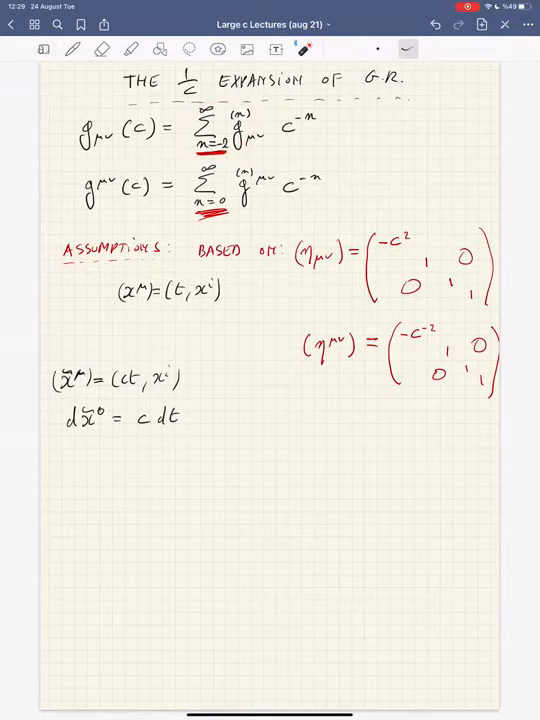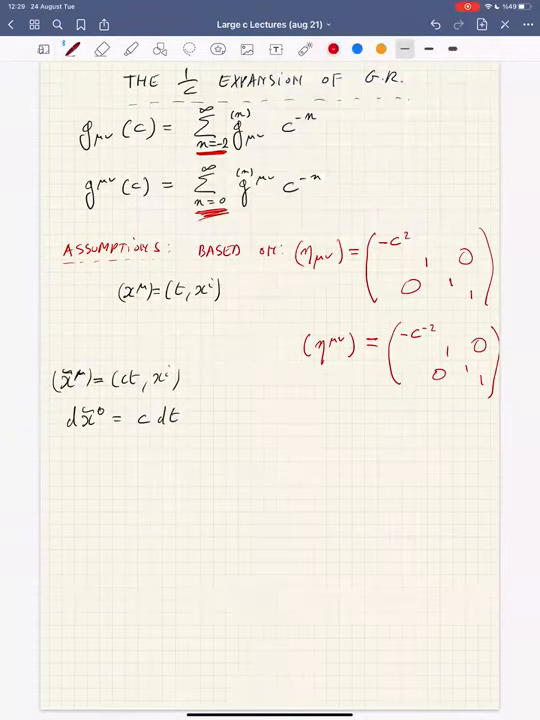Okay? So here I'm now starting to put in some information that c is not just an arbitrary parameter, it really has the physical implementation of the speed of light. Okay, good.